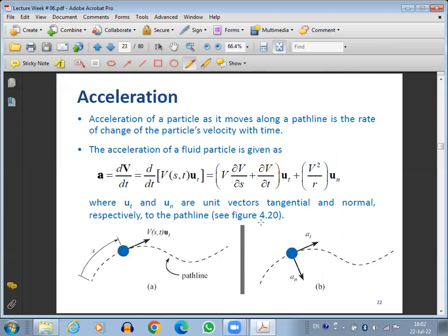Next is the topic of acceleration. We have just discussed the motion, the velocity. So far we were talking about velocity: velocity changing with space, changing with time, velocity being higher or lower, laminar, turbulent. So we were just discussing the velocity. We are going through fluid kinematics right now. Now we are going to move towards the next topic, which is acceleration.